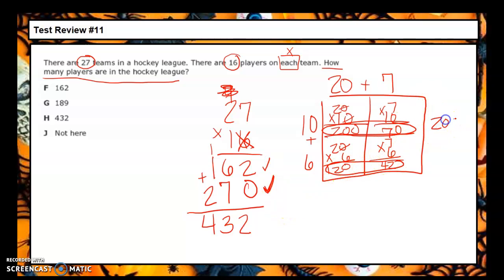Okay, let's add up. Make sure I added correctly. Alright, so 2, 7, 8, 9, that's 13, 2, 3, 4, 432 twice. Yep, that's my right answer. And it's always a good thing to double check. You can work it a different way, and that's why I've shown you so many different ways.